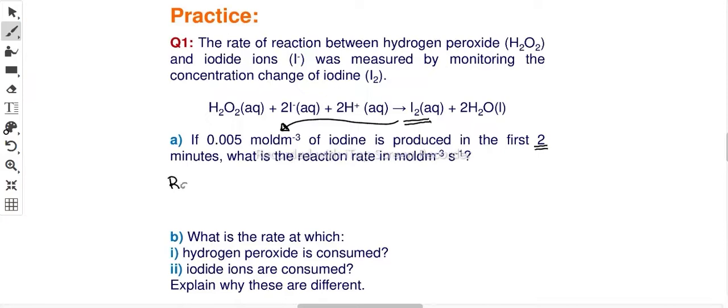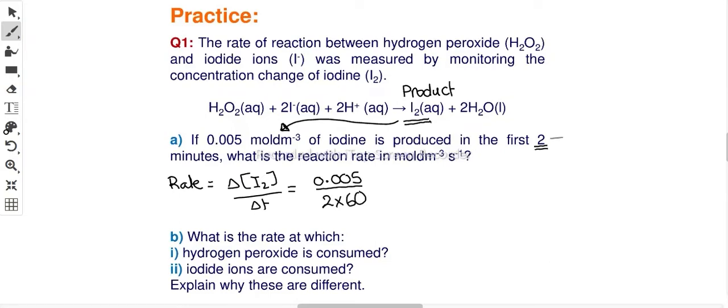So in order to determine my rate, I'm going to put the change in the concentration of iodine per unit of time. And since this is a product, there is no need to add the negative sign. According to the question, they gave me the amount which is produced, so I'm going to put it as a change in my concentration. Definitely, initially I don't have any iodine, it was 0, so this was formed after 2 minutes, which should be converted into seconds. So for the 2, remember to convert to seconds.